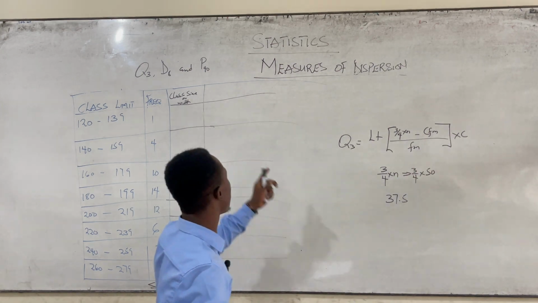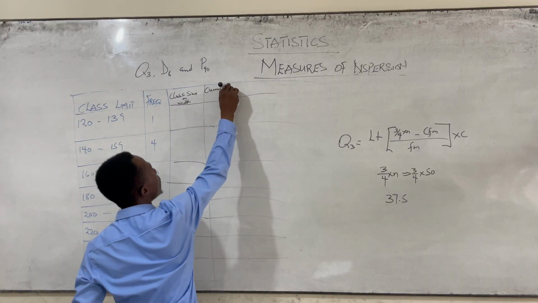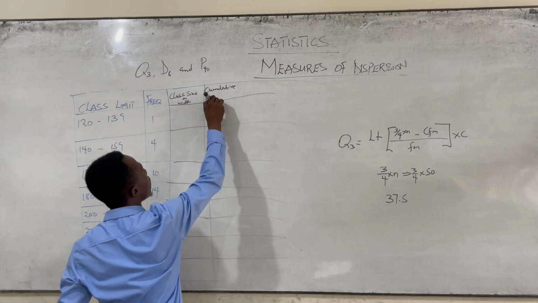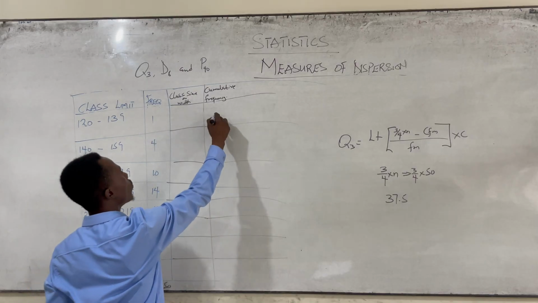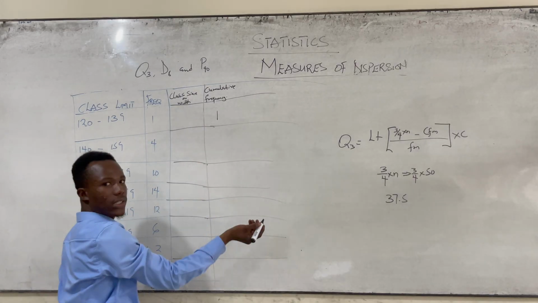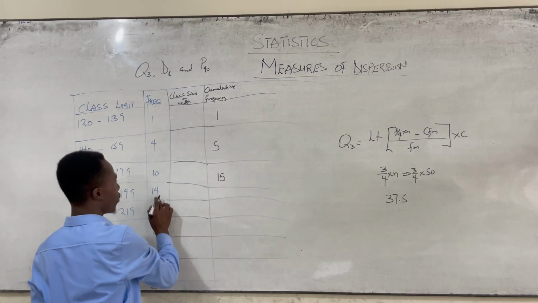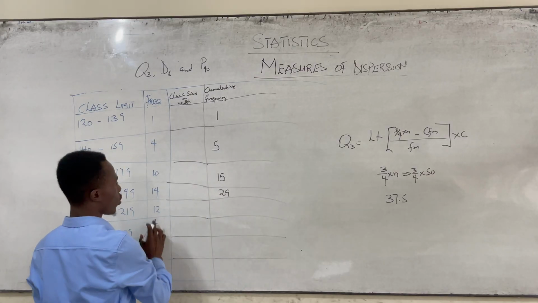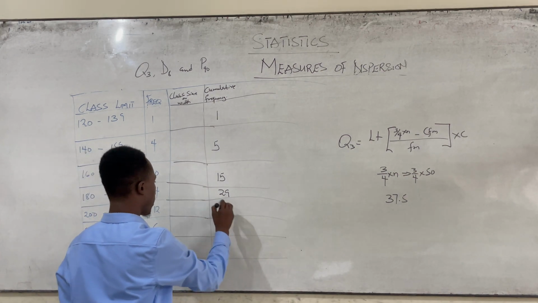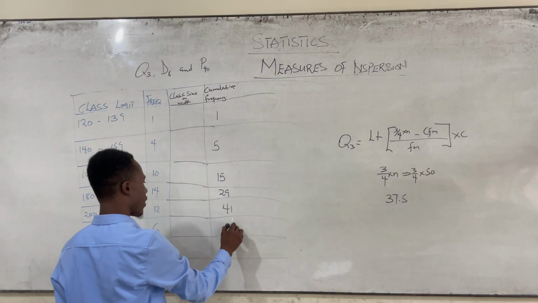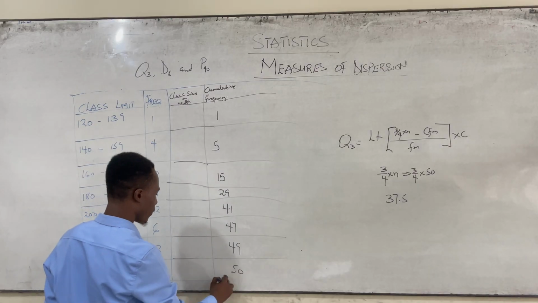Cumulative frequency. And normally we use the less than cumulative frequency. So now we are going to cumulate all the frequency. We add this 4 to this one to get 5. We know it already. 10 plus 5 will give us 15. 14 plus this 15 will give us 29. 12 plus 29 will give us 41, right? Now 41 plus 6 is 47. Plus 2 is 49. And the last one is 50.